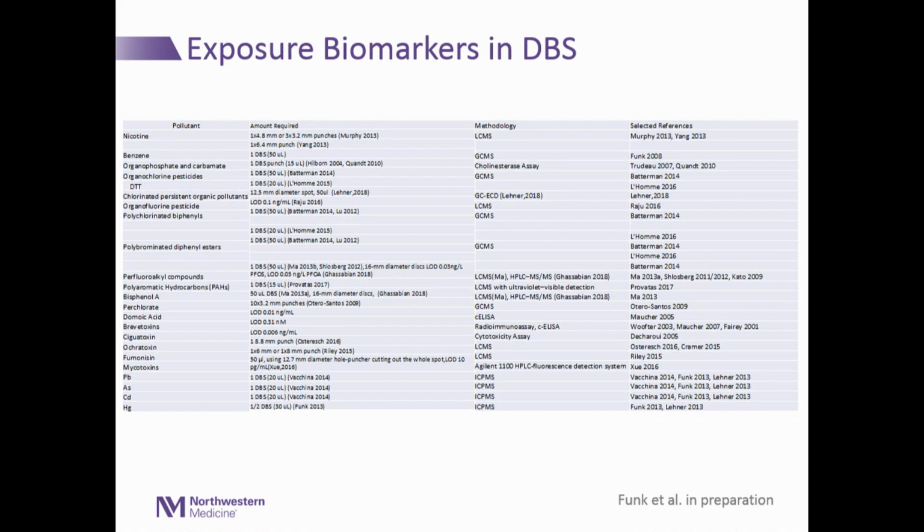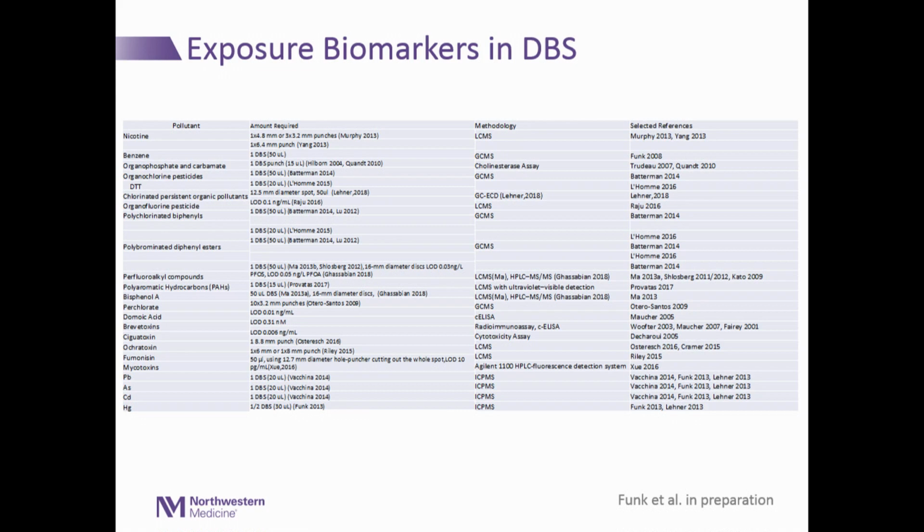This is a review paper we're putting out right now that just looks at some of the exposure biomarkers in dried blood spots that have validated methods. I know it's a little hard to read, but if you look on the side, things like benzene, DDT, PCBs, bisphenol A, perchlorate, these are all types of chemicals that might be of interest, where targeted assays have been developed for dried blood spot samples.